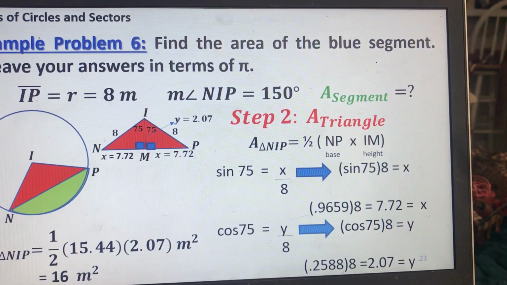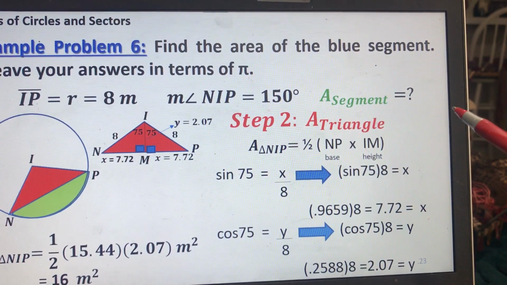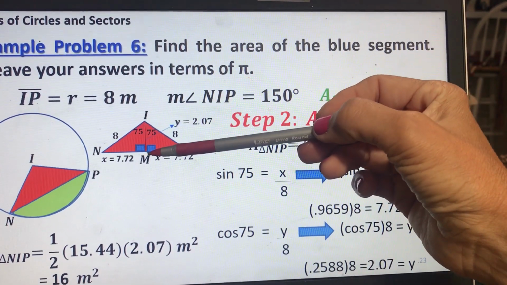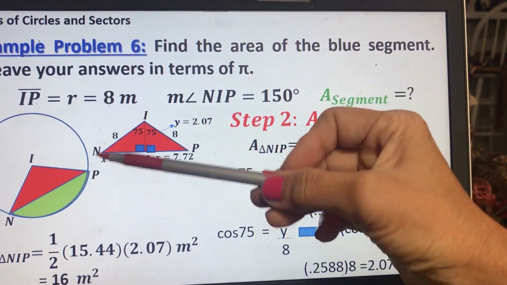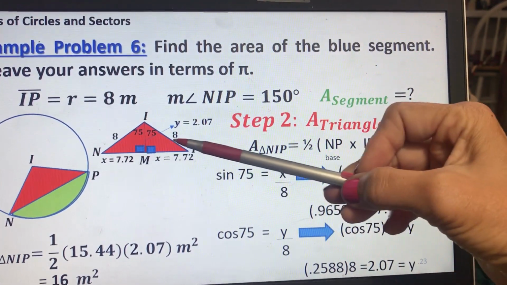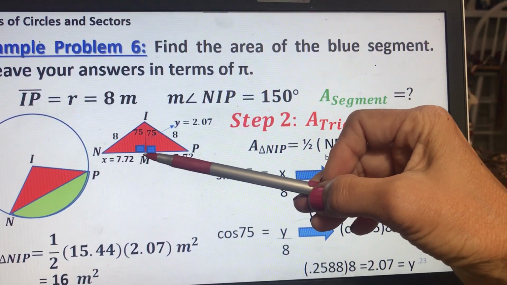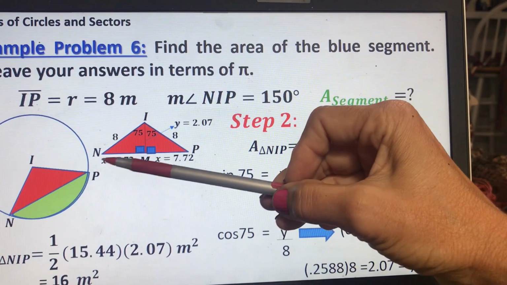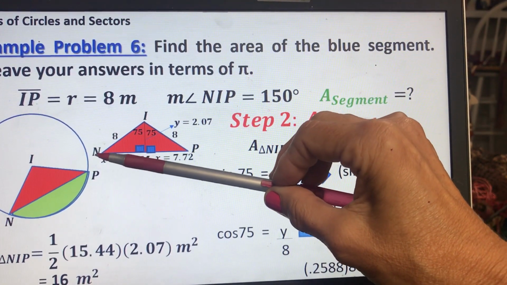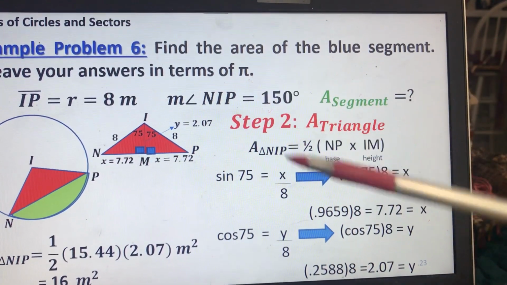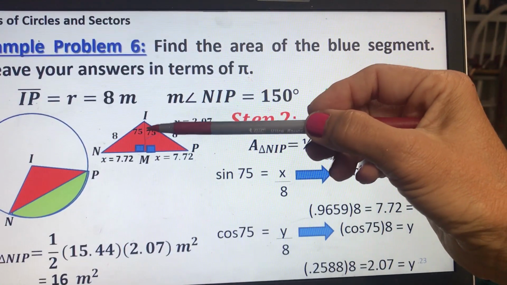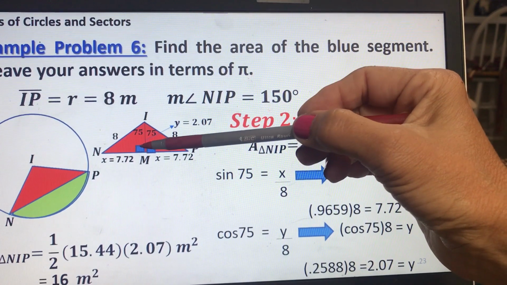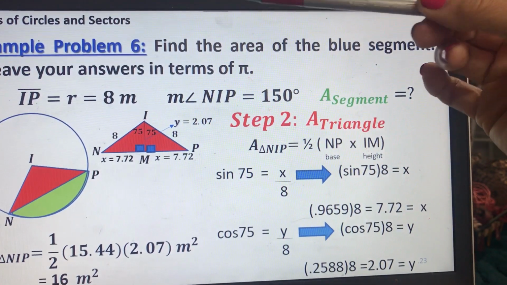So recall, if we're throwing a perpendicular bisector from point I to this point M, which lies on line segment NP, that means that M is going to be a midpoint. So M would be the midpoint of line segment NP. Notice that after we throw that perpendicular bisector, we get two right triangles.